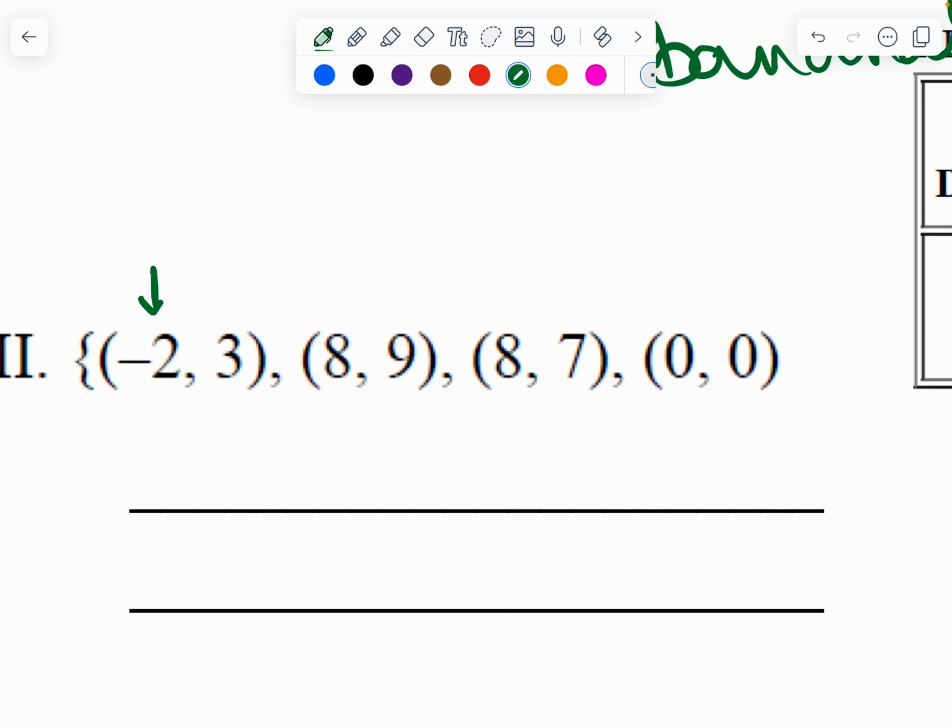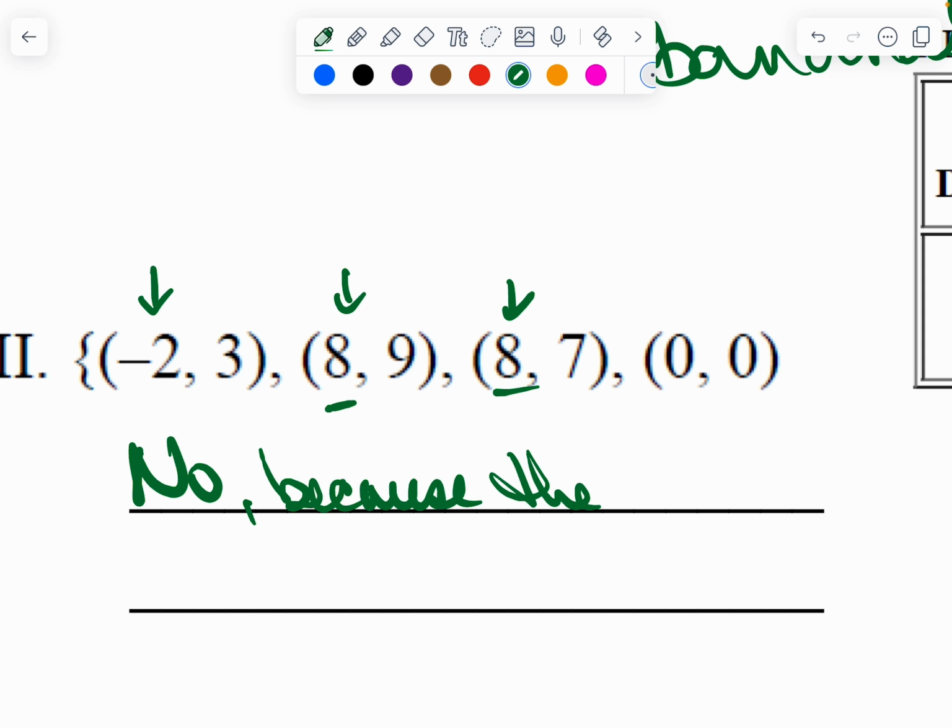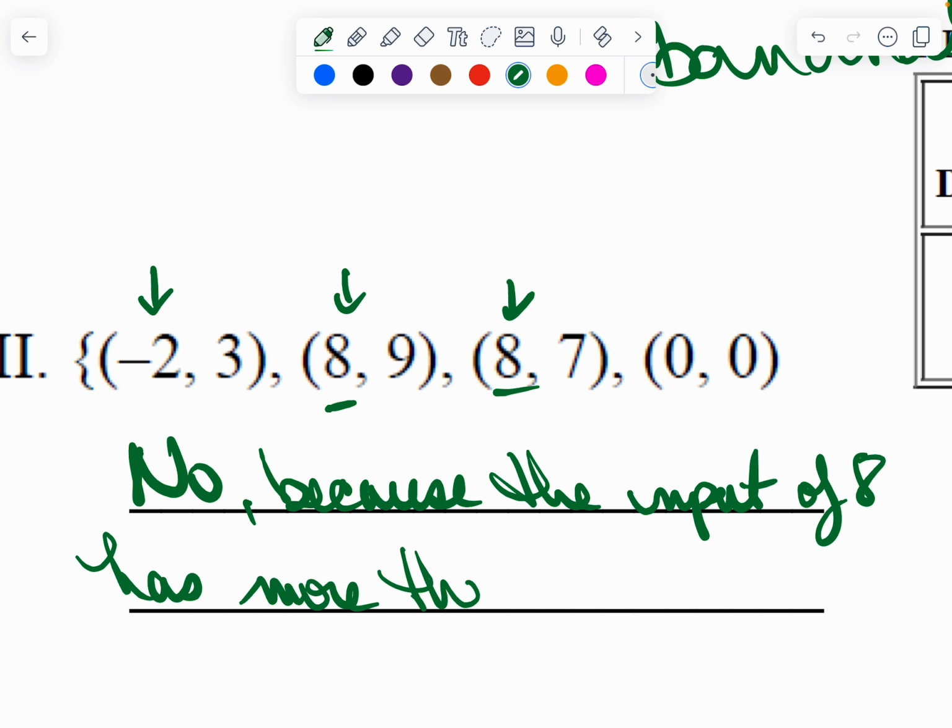So I have a -2, an 8, an 8 up. Those repeat. So no, because the input of 8 has more than one output.